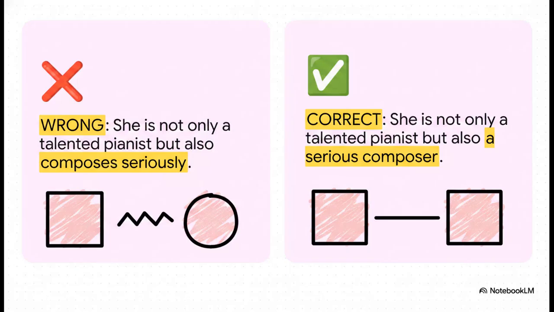Here's a perfect example of one of those traps. "Not only... but also" is a matched set. Whatever grammatical outfit the phrase after "not only" is wearing, the phrase after "but also" has to wear the exact same thing. In the wrong version, we have a noun phrase, "a talented pianist," paired with a verb phrase, "composes seriously." That's a mismatch. To fix it, we have to make them both noun phrases, "a talented pianist and a serious composer." Now they match.